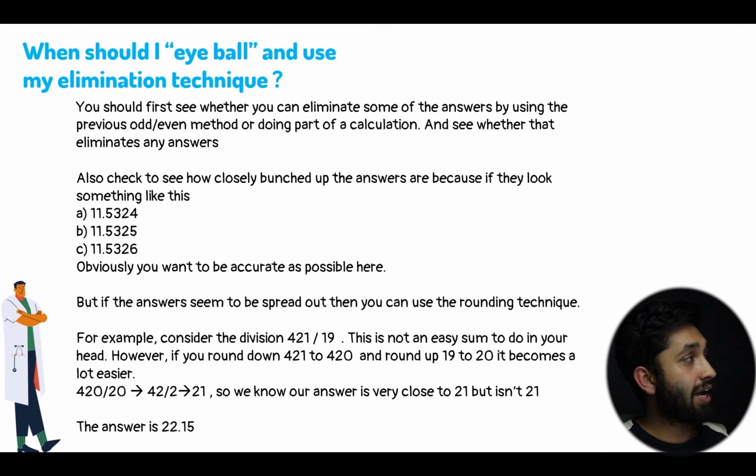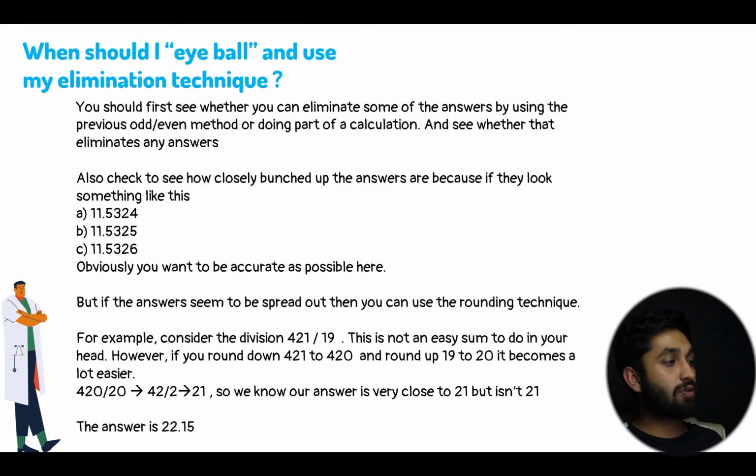Okay, so here's a common question. When should I eyeball and use the elimination technique? So you should first see whether you can eliminate some of the answers by using the previous odd-even method or any of the other methods, so doing half a calculation or calculating the last digit of the number, and see whether that eliminates any answers. Also check to see how closely bunched up the answers are, because if they look something like this, so 11.5324, 11.5325, 11.5326, they're really close together, so obviously you want to be accurate here as much as possible.